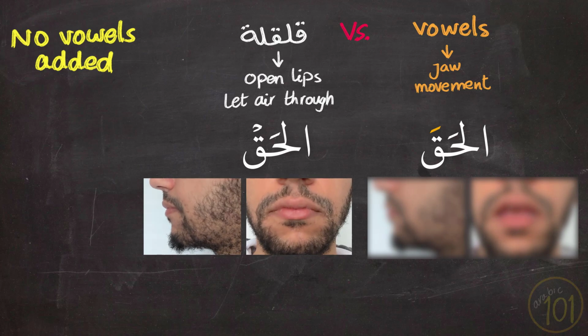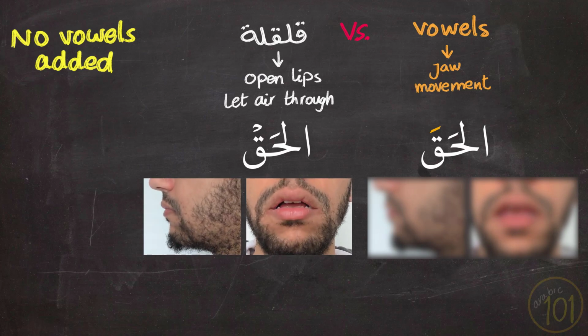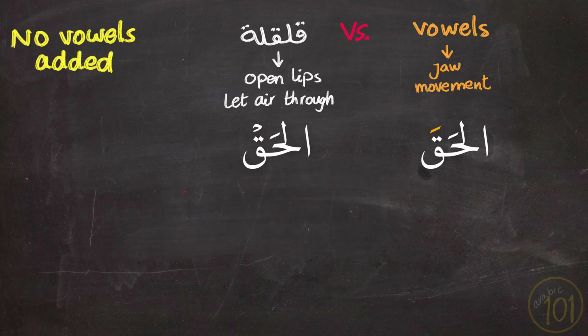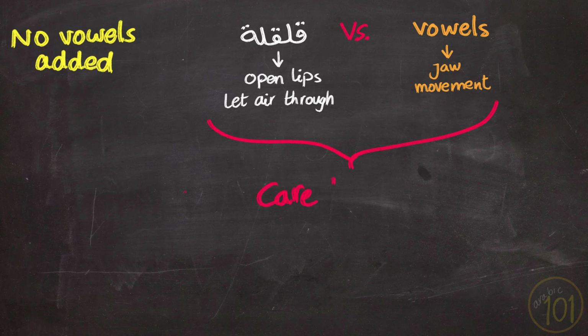Al-haqq, al-haqq, al-haqq, al-haqq. So hearing and seeing the difference is pretty important at this stage, because it is the difference between properly pronouncing a letter and therefore a word and mispronouncing a word, which is the last thing you want to do when you recite the Quran.